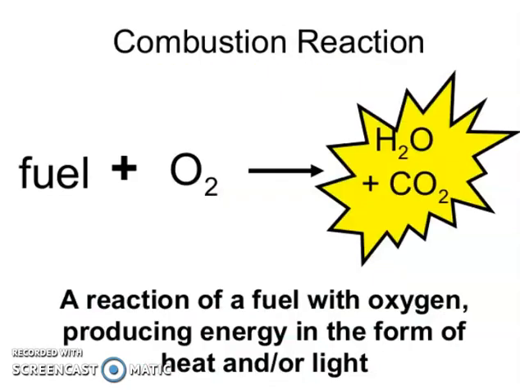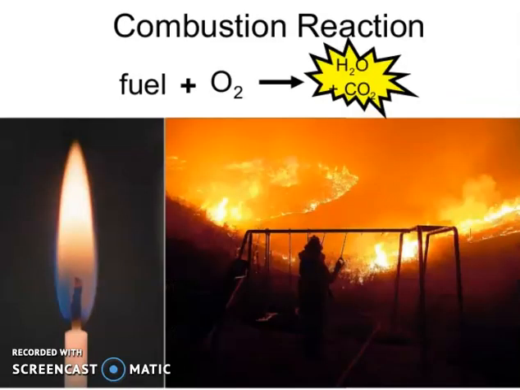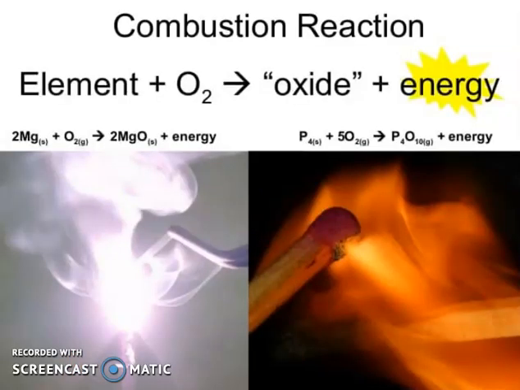Now combustion reactions. A fuel reacts with O2, giving the products carbon dioxide and water. A reaction of a fuel with oxygen producing energy in the form of heat or light. So combustion reaction: fuel plus O2 gives water and carbon dioxide. Element plus O2 gives oxide plus energy, like magnesium reacts with oxygen, it gives magnesium oxide plus energy. Phosphorus reacts with oxygen, it gives phosphorus oxide and energy.